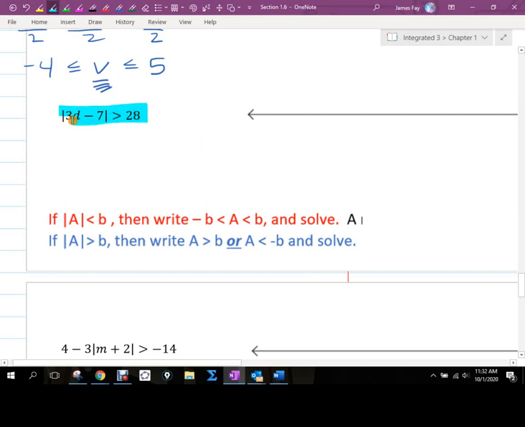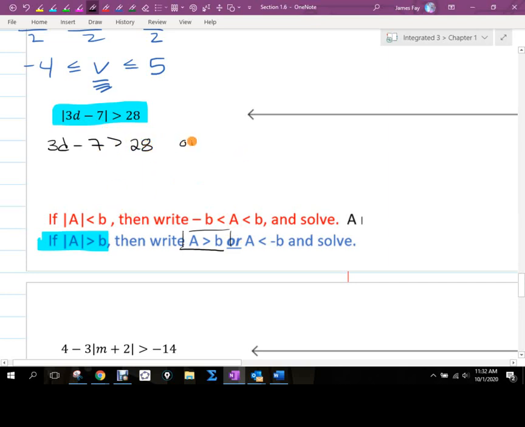So absolute value greater than 28, right? So greater than, so an absolute value of greater than something would be this bottom one, right? So they're going to rewrite this as our A. What would our A be for our problem? Remember, A is the thing that's inside the absolute value, right? This would be 3D minus 7. We say that is greater than B.